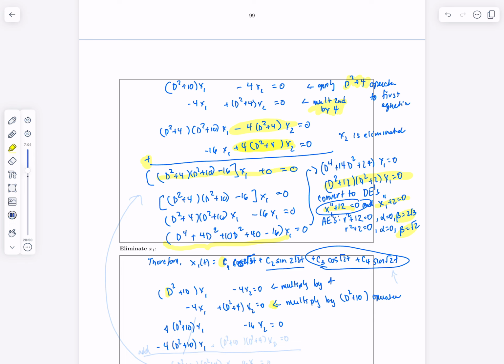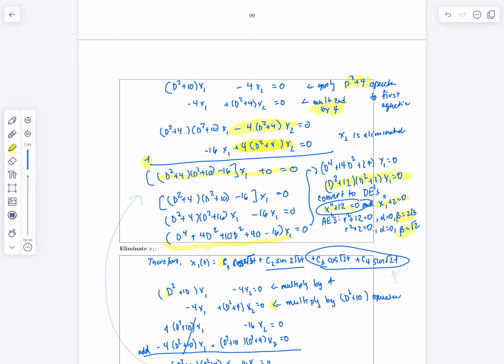And then we have to be careful. The next one will have (d squared plus 10) times (d squared plus 4) x2 equals 0. And now we'll add these two. Okay, so we add these two linear equations with the result being that x1 drops out completely. That becomes 0. And we just add all the other terms together and we get (d squared plus 10)(d squared plus 4) x2 minus 16x2 equals 0.